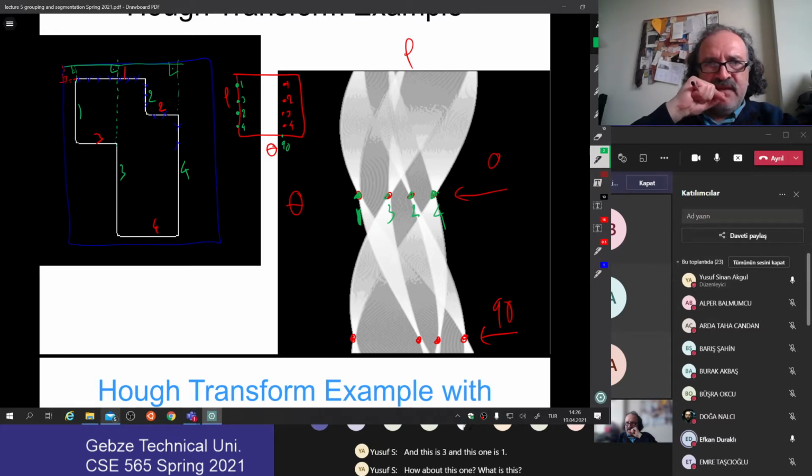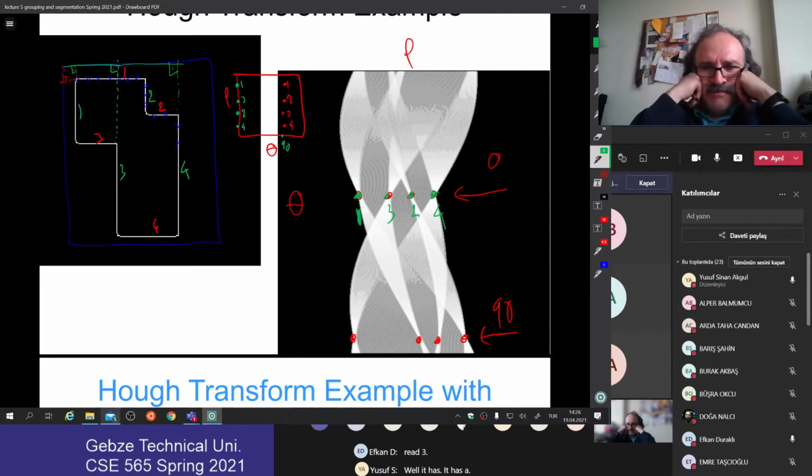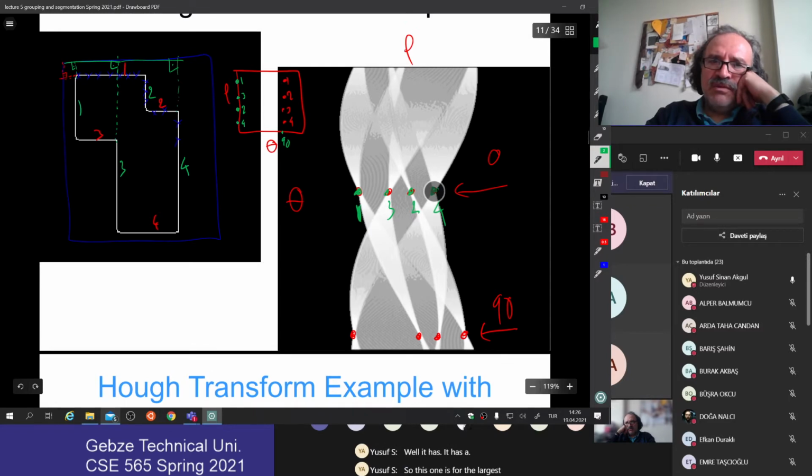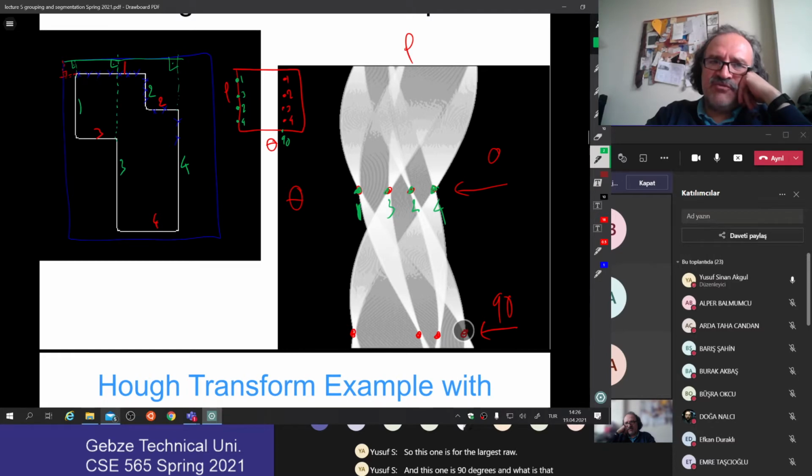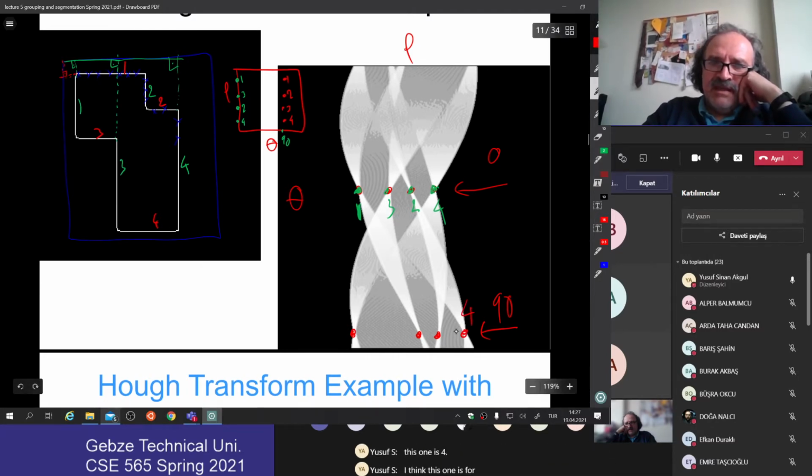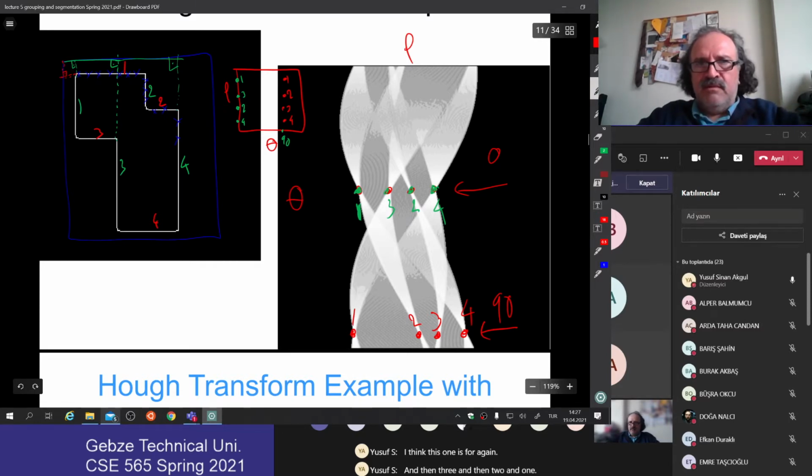I guess that one is Red 3. Well, it has a... So this one is 4, the largest row, and this one is 90 degrees, and what is the largest? I think this one is 4. I think this one is 4 again, and then 3, and then 2 and 1. Okay, good.